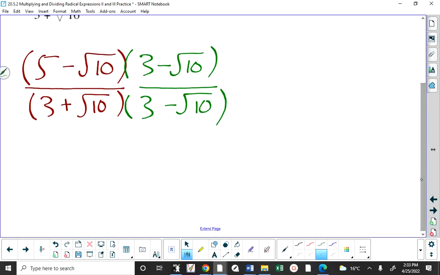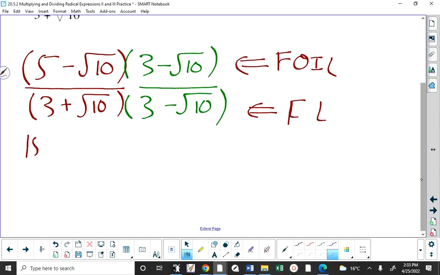I'm going to have to FOIL out the top. And I'm going to have to FLE the bottom. So when I FOIL out the top, 5 times 3 is 15. Outer will be 5 times root 10, which is 5 root 10. Inner will be negative root 10 times 3, which is negative 3 root 10. And then it's plus 10. Are you okay with that?